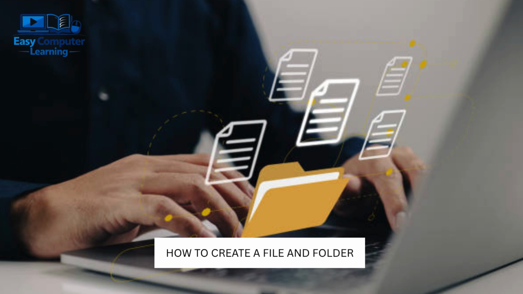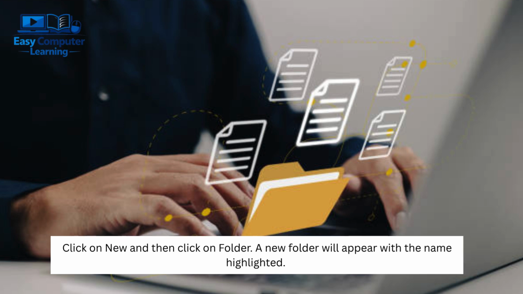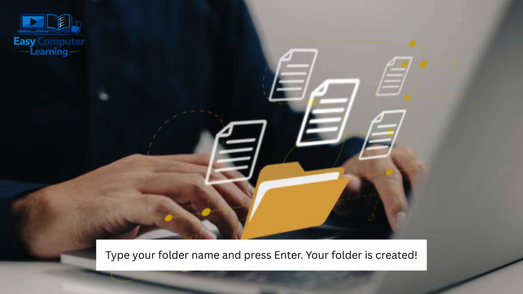How to create a file and folder. Creating a new folder is very simple. Go to any location on your computer where you want to create the folder. Right-click on empty space. Click on New and then click on Folder. A new folder will appear with the name highlighted. Type your folder name and press Enter.